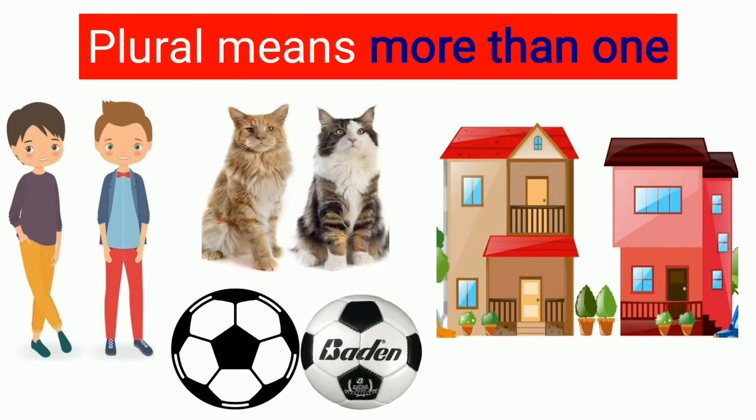And plural means more than one. So in this picture, how many boys do you see? 2. How many cats do you see? 2. There are 2 balls also. And there are 2 houses. So these all things are more than one. So we will say plural. What we will say? Plural.